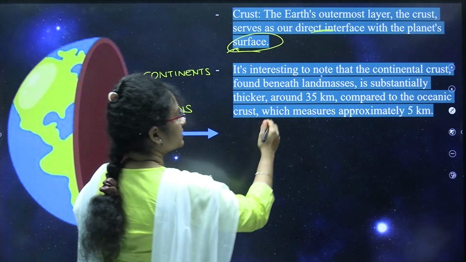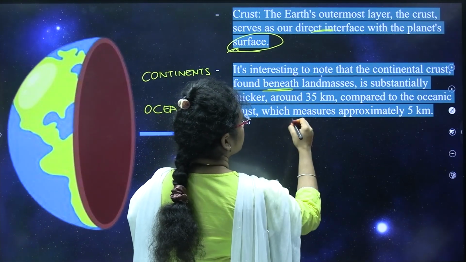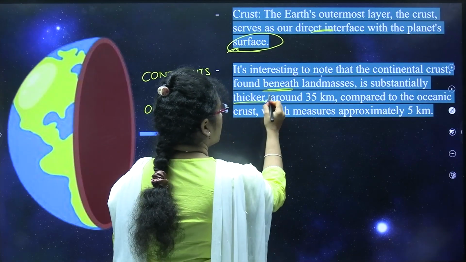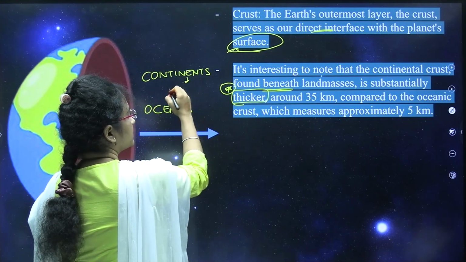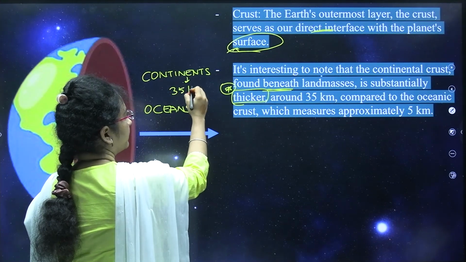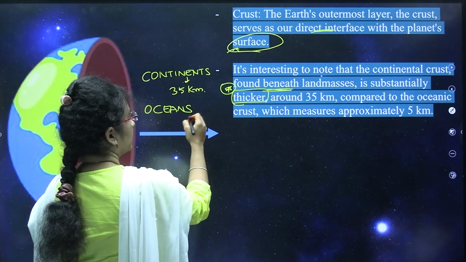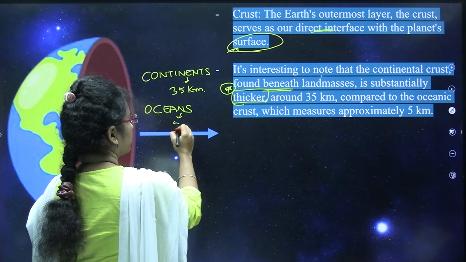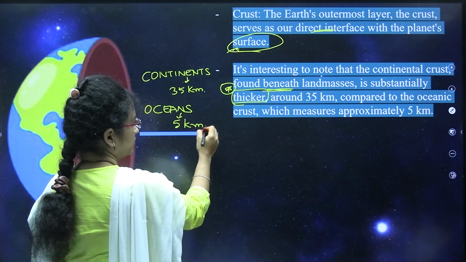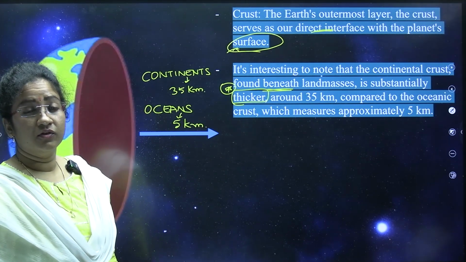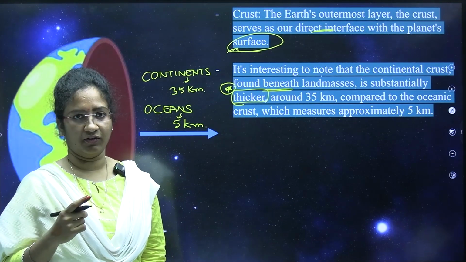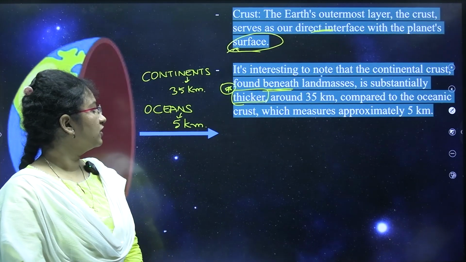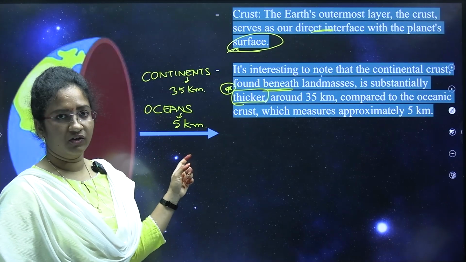It is interesting to know that continental crust beneath the land masses is thicker. Remember this. Under the continents, it is very thick, up to 35 kilometers. And in case of oceans, it is approximately 5 kilometers only. So under the continents, the crust is up to 35 kilometers, and in case of the oceans, it is just 5 kilometers.